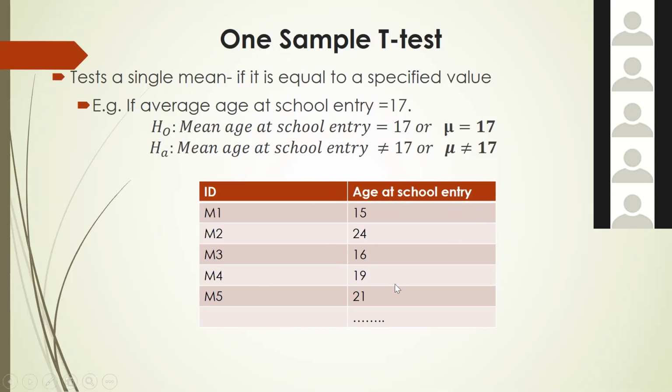I have to stress that it doesn't mean these are the only variables in your data set. Your data set can have so many other variables here. You may have the height, the weight, whatever, but at a point in time, you're only interested in the variable that you would like to get results from. And in this case, it is the age at school entry for a one sample t-test.